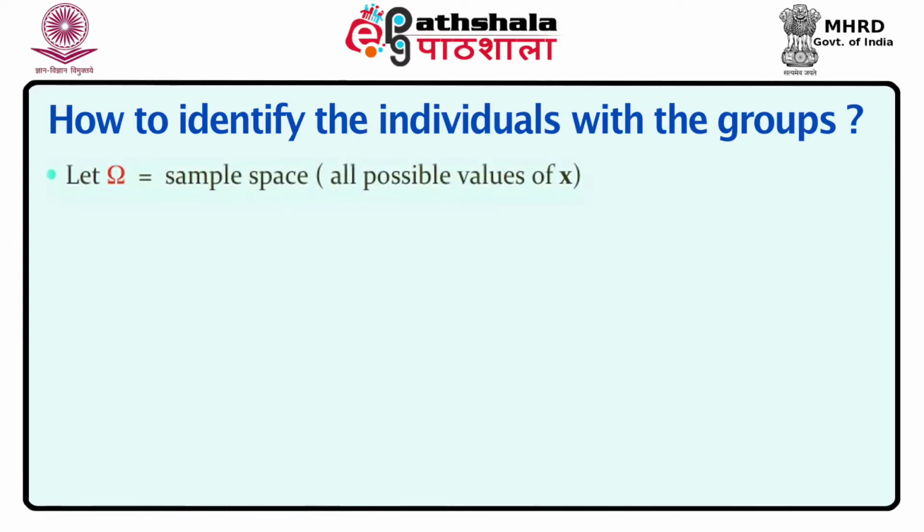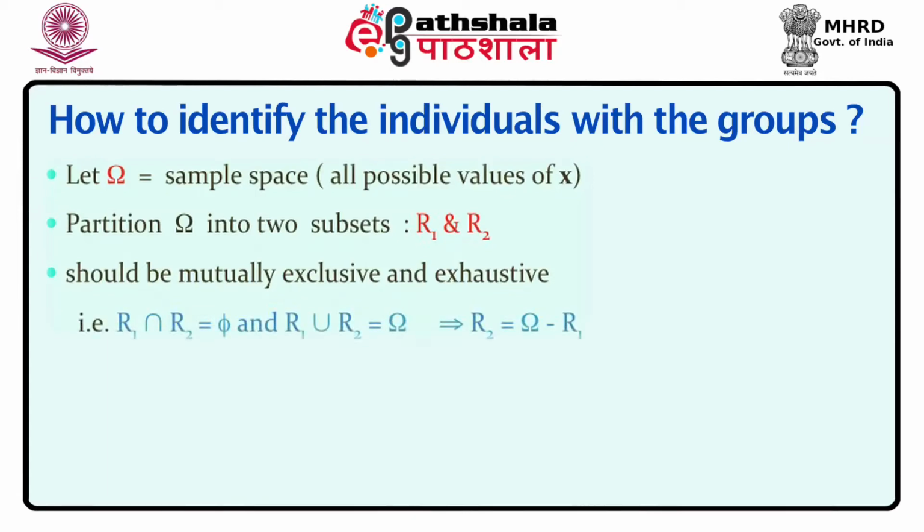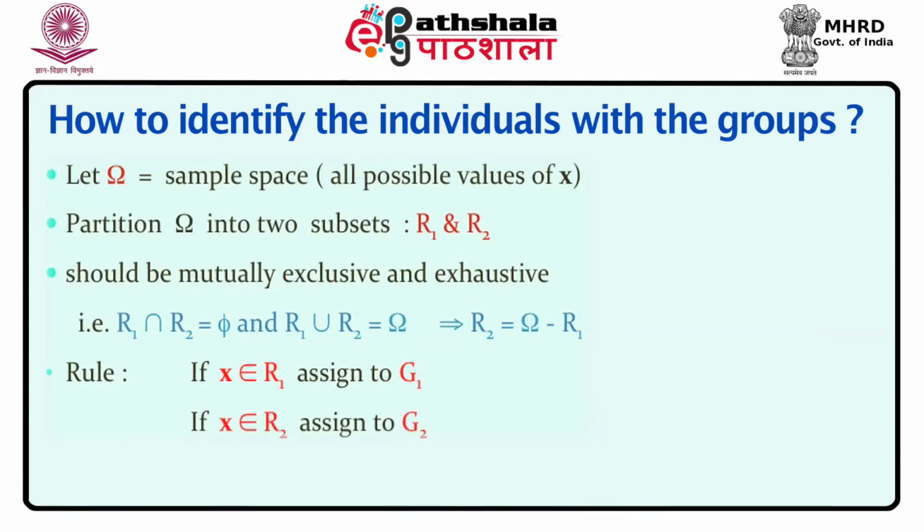What we do here is we look at the sample space, which is the total possible values of x. So omega is the sample space, and we partition this sample space, the totality of all x, into two subsets, R1 and R2. These two subsets are so chosen that they are mutually exclusive and exhaustive. That is, R1 intersection R2 is phi and R1 union R2 is omega, which really means R2 is omega minus R1. What does this mean? Mutually exclusive means that an individual can either belong to R1 or to R2, but not to both. And exhaustive means that the individual must belong to one of the two regions, R1 or R2.